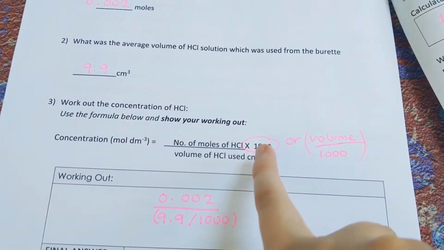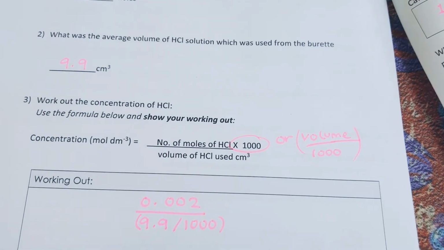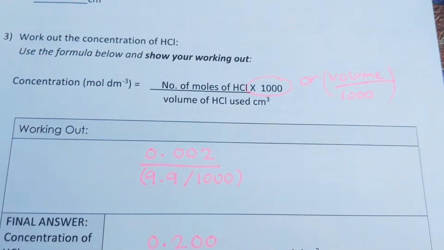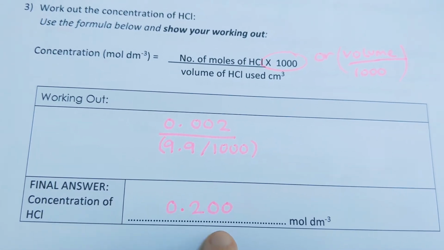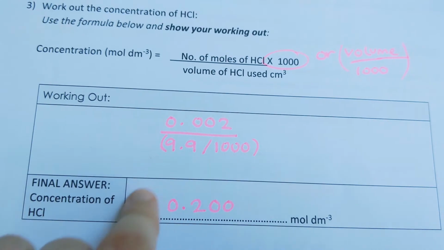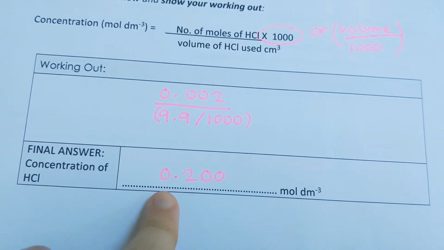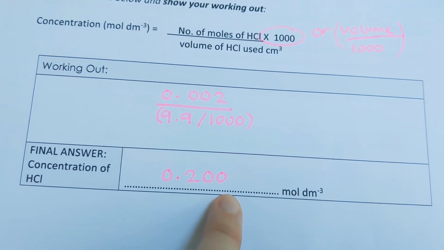So it says something slightly different here. There's 2 ways to do this. I prefer to do the volume divided by 1,000. But they should both give the same answer, which is around 0.200. So this is my value for my results. You should get something close to this. And it has to be to 3 decimal places.